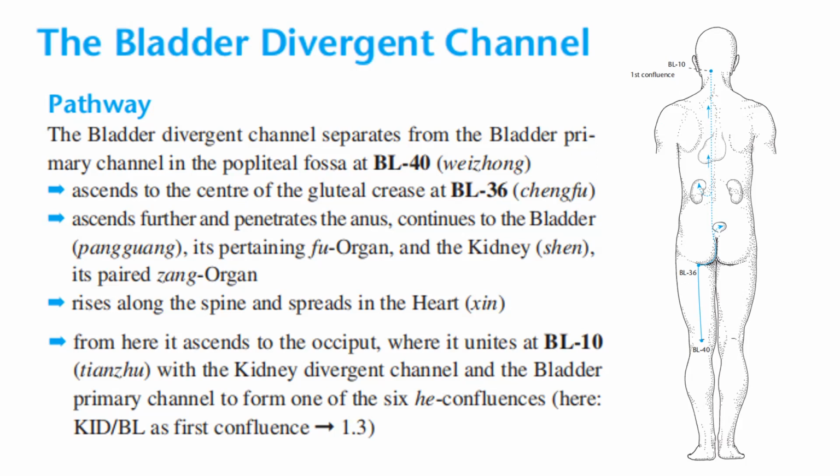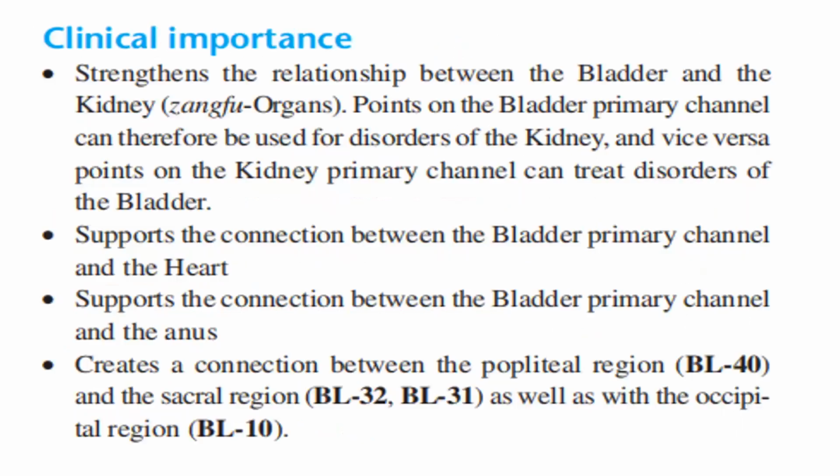Here, the kidney-bladder is the first confluence. Clinical importance: it strengthens the relationship between the bladder and the kidney. Points on the bladder primary channel can therefore be used for disorders of the kidney and vice versa. Points on the kidney primary channel can treat disorders of the bladder.